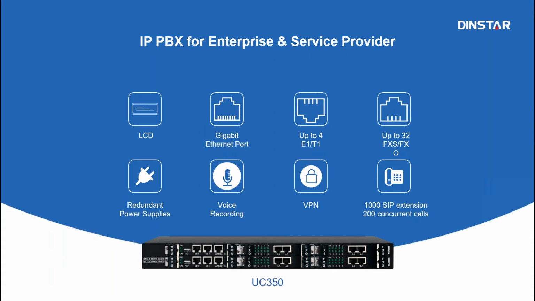The third one is the UC315. This one is more powerful than the previous one. It is for larger enterprises or maybe service providers. It also supports an LCD, which I think is a very nice feature, very clear to see the system data and so on. And it also supports gigabit Ethernet ports.